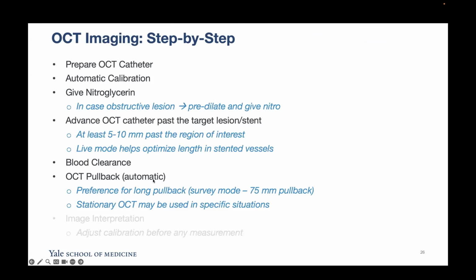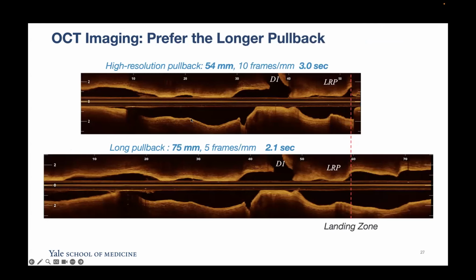So pullback is usually automatic for OCT. I usually prefer the long pullback, which is the survey mode, and this is one of the explanations. We have the same vessel imaged with the high resolution pullback, which gives us 54 millimeters, and the long pullback in the survey mode, which gives us 75 millimeters. So you see a septal branch here, a diagonal here, and a lesion here.